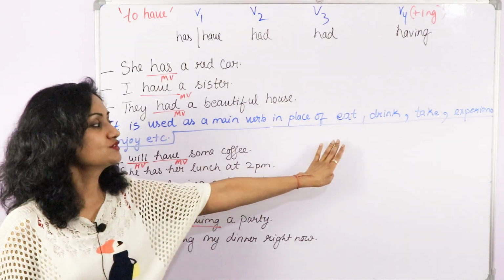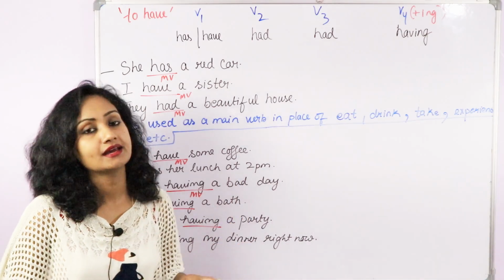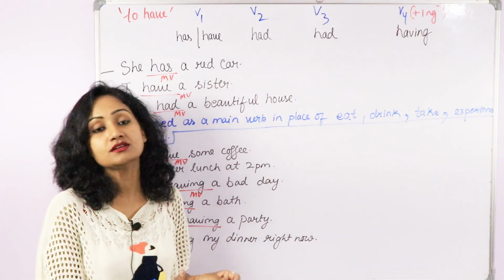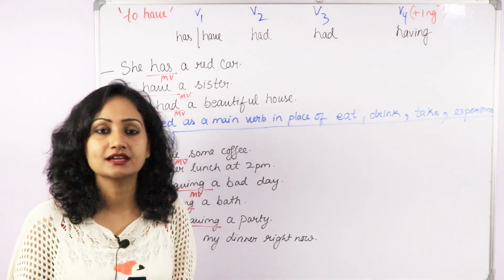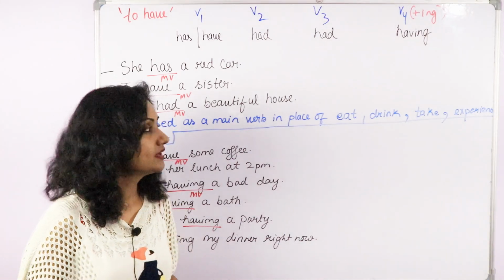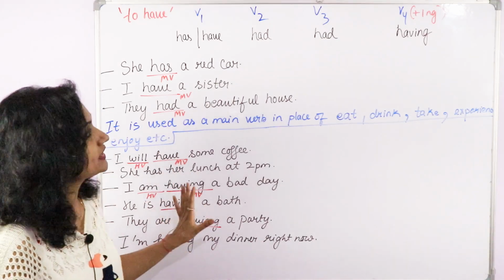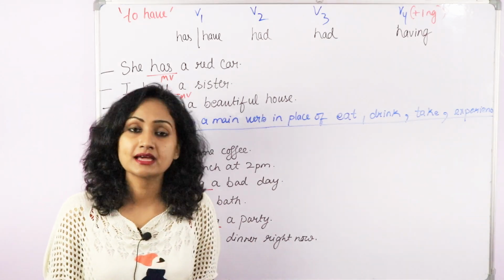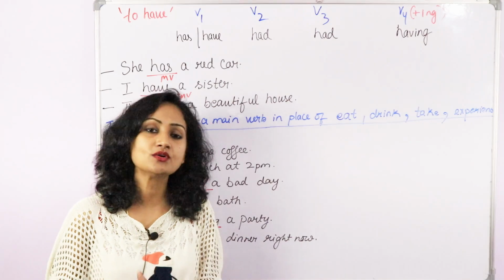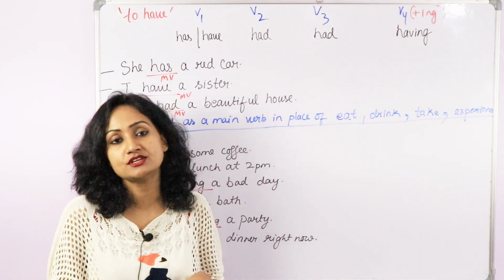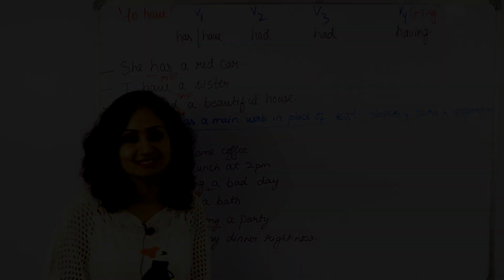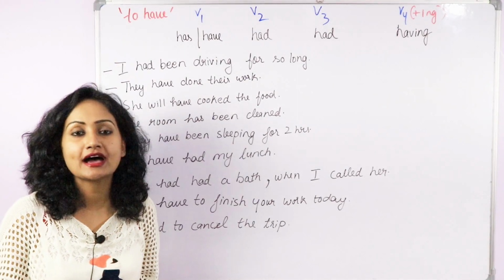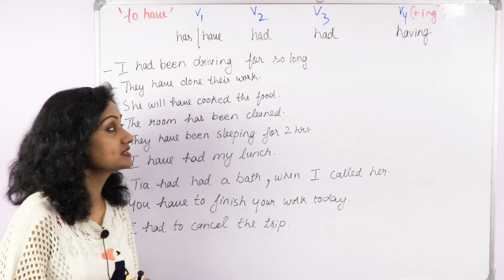Okay, so all these verbs can be replaced by have, and when you use have in place of these verbs, then you can use it with ing in continuous form. Okay, so these are the places where the verb to have can be used as a main verb. Now let's talk about where we can use to have verbs as helping verbs or auxiliary verbs. Now let's see how we can use to have verbs as helping verbs.